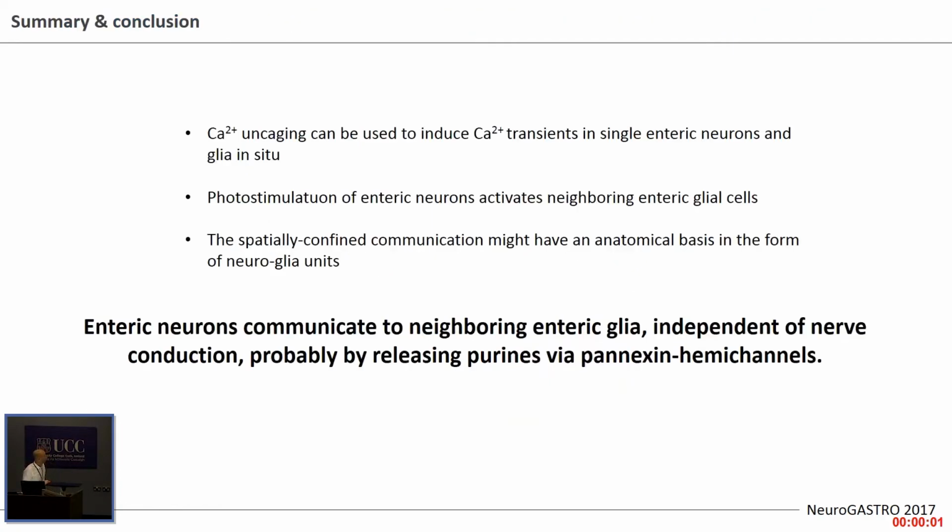So in summary, I showed you that calcium uncaging can be used to induce calcium transients in single enteric neurons and glia in situ. The photostimulation of enteric neurons can activate neighboring enteric glial cells, and this spatially confined communication might have a neuroanatomical basis in the form of these neuron-glia units that I showed you. So in conclusion, we show that enteric neurons can communicate to neighboring enteric glial cells, and that this is independent of nerve conduction, and is probably by releasing purines via pannexin hemichannels. Thank you for your attention.